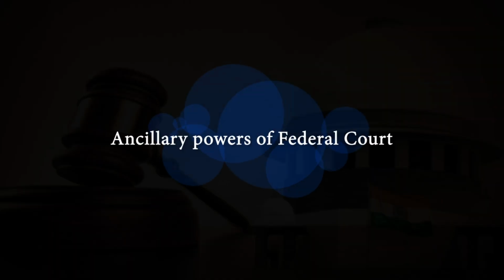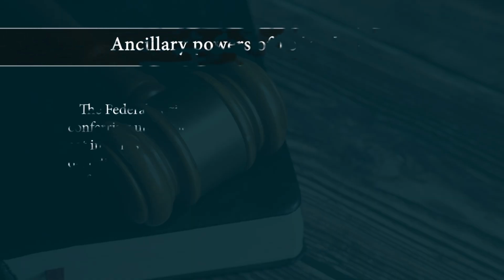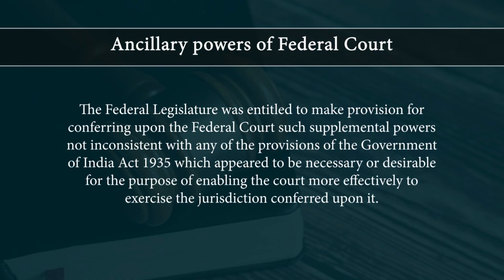Ancillary powers of Federal Court. The Federal Legislature was entitled to make provision for conferring upon the Federal Court such supplemental powers, not inconsistent with any of the provisions of the Government of India Act 1935, which appeared to be necessary or desirable for the purpose of enabling the court more effectively to exercise the jurisdiction conferred upon it.